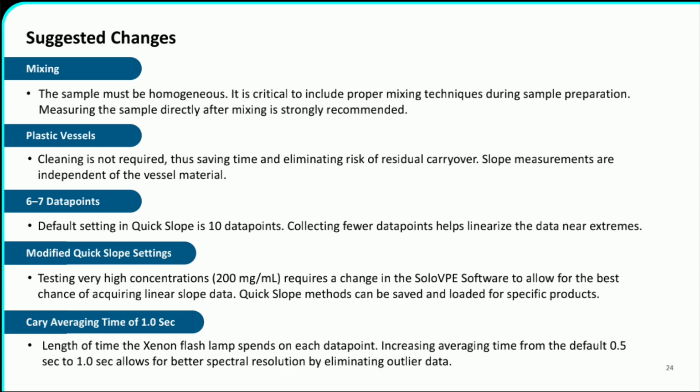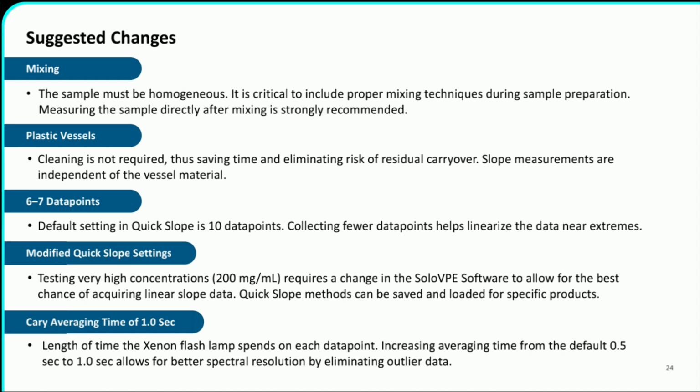So, suggested changes to the method: I just mentioned that we're going to lower the data points from 10 to 6 or 7. We didn't choose 5 data points, which would be the minimum that the SoloVPE requires. We wanted to give the software some flexibility, so in case a data point comes out of linearity, the software will automatically cut the data point off to leave 5 consecutive points.